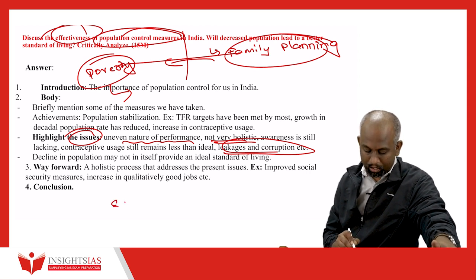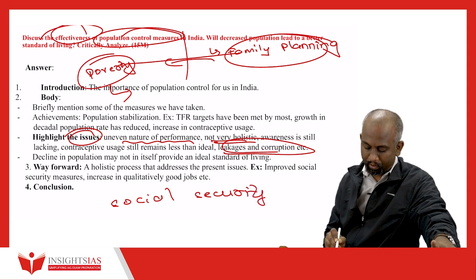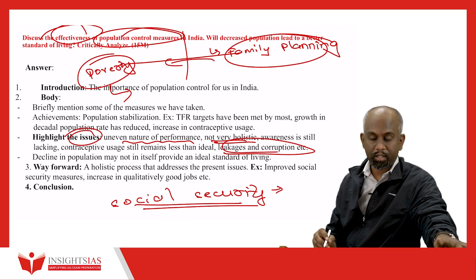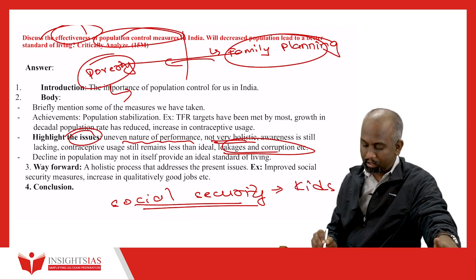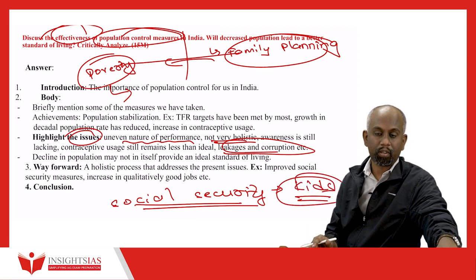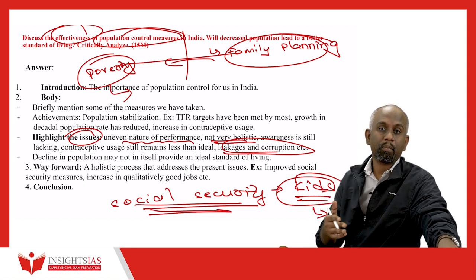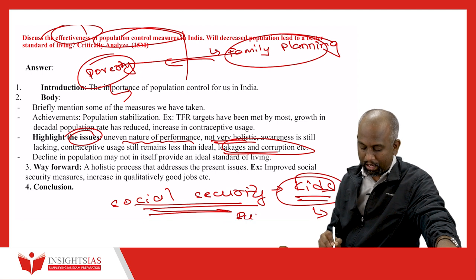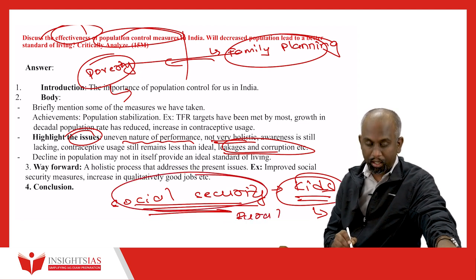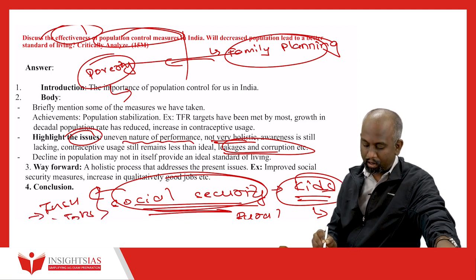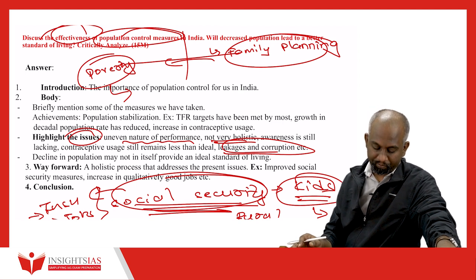Right? And ours is a country where social security is still not penetrated to the degree that we want. Still, people think of social security in terms of having kids. This perception is something that we need to reduce. The more kids they have, the greater the social security. This is the social perception people have, particularly in rural areas. When you provide social security to them through insurance and qualitatively good jobs, then this will reduce automatically, right?